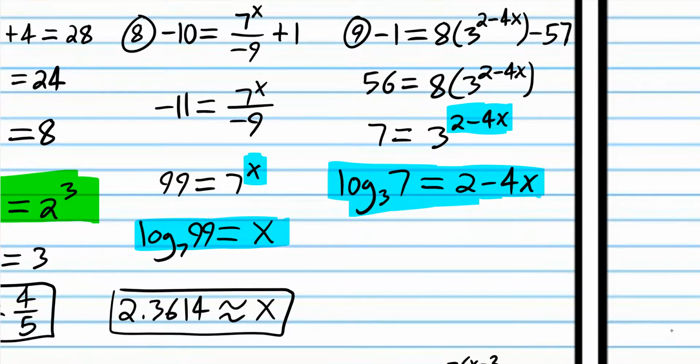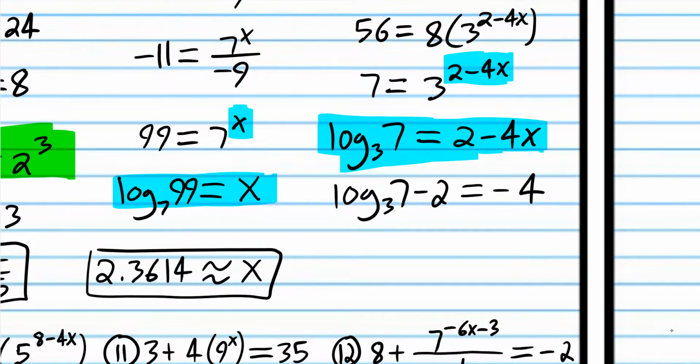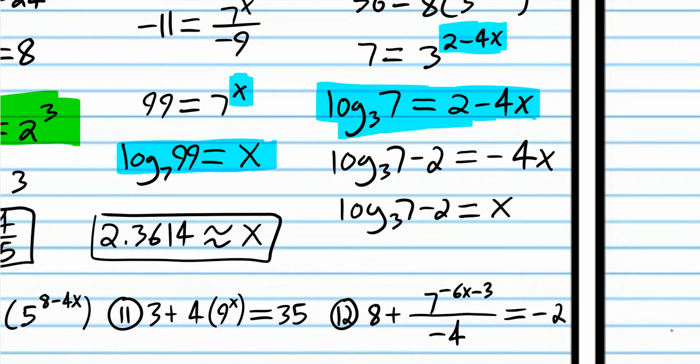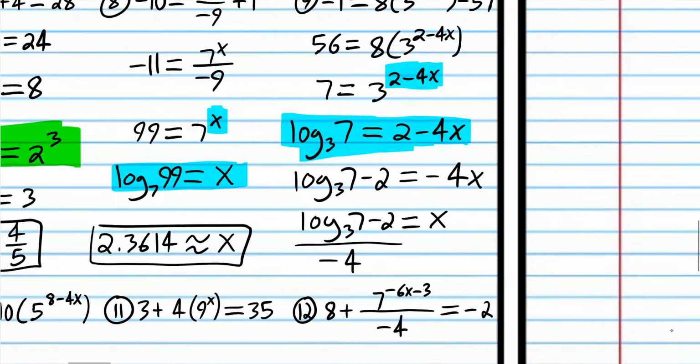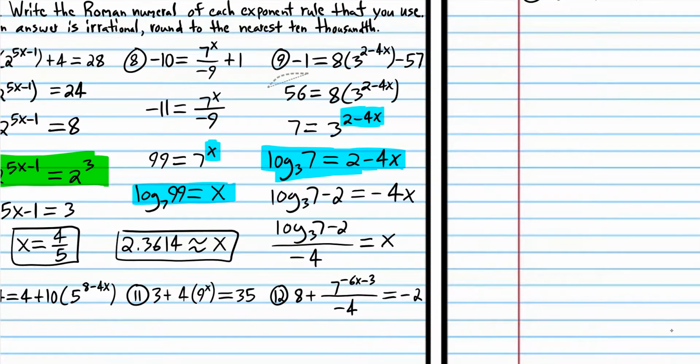So now what we have to do is solve for x. So I'm going to subtract 2 from both sides. And it's very important to understand that you cannot combine this 2 and this 7. The 7 is inside the log function. You cannot subtract 2 from 7 and get 5. That's not allowed. So in the next step, I'm going to divide both sides by -4. And so now all we have to do is use the calculator to approximate what this would be.